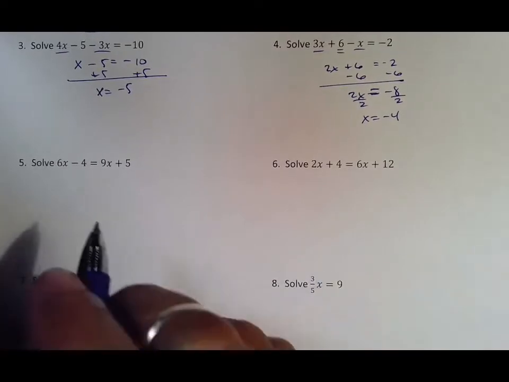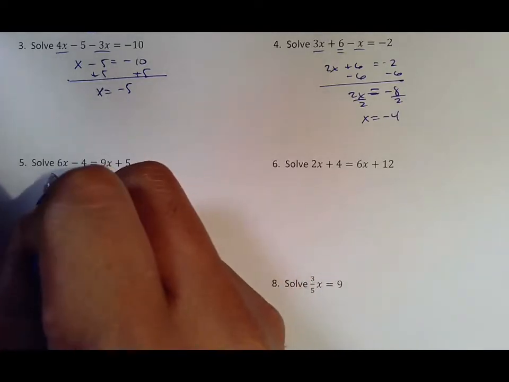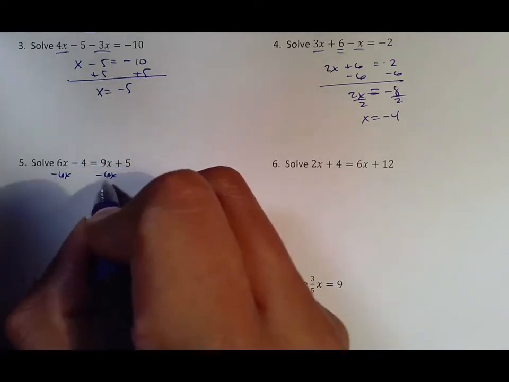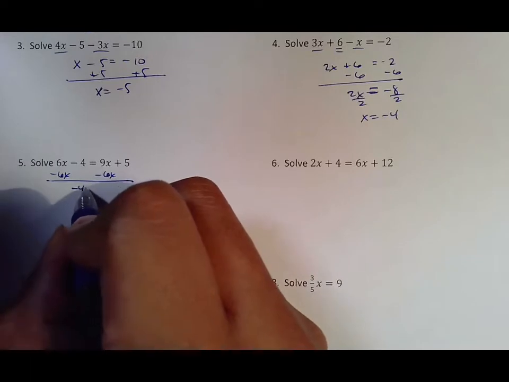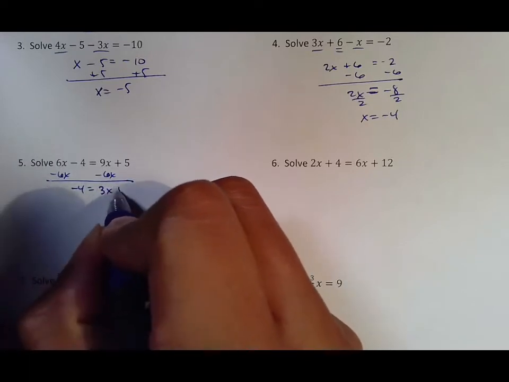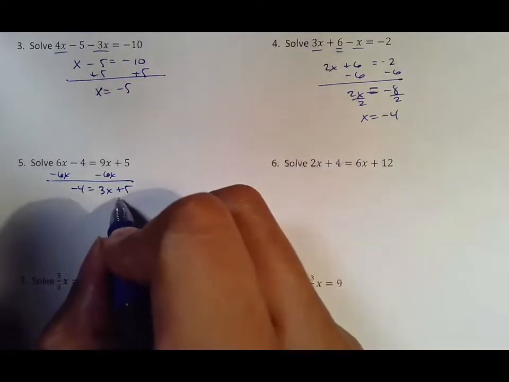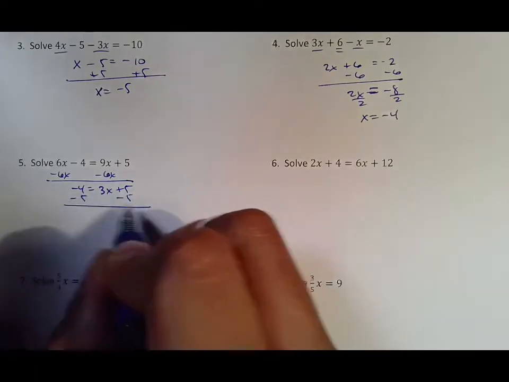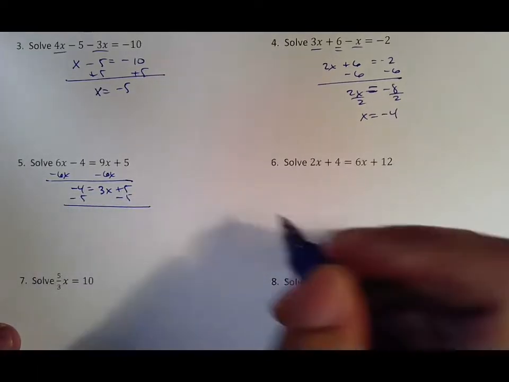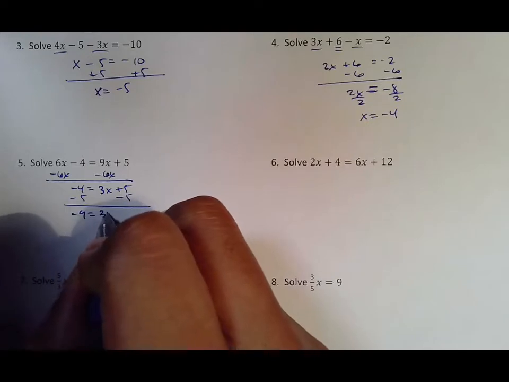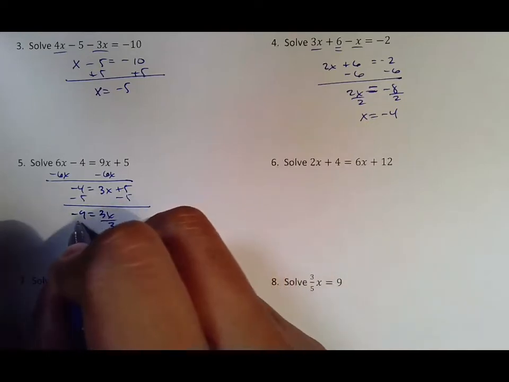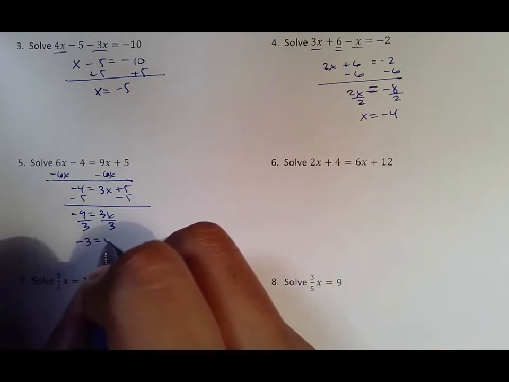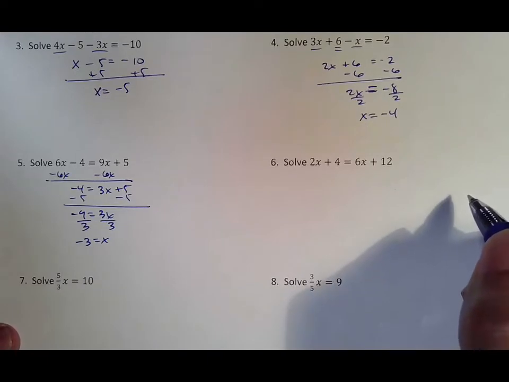6x minus 4, 9x plus 5. Again, we're going to move the smaller x over to the larger x. Be sure you bring down negative 4. From there, we need to move the 5 by subtracting it. Notice both of these are negative and they work together, making negative 9. And then from there, we divide both sides by 3, getting our final answer of negative 3.